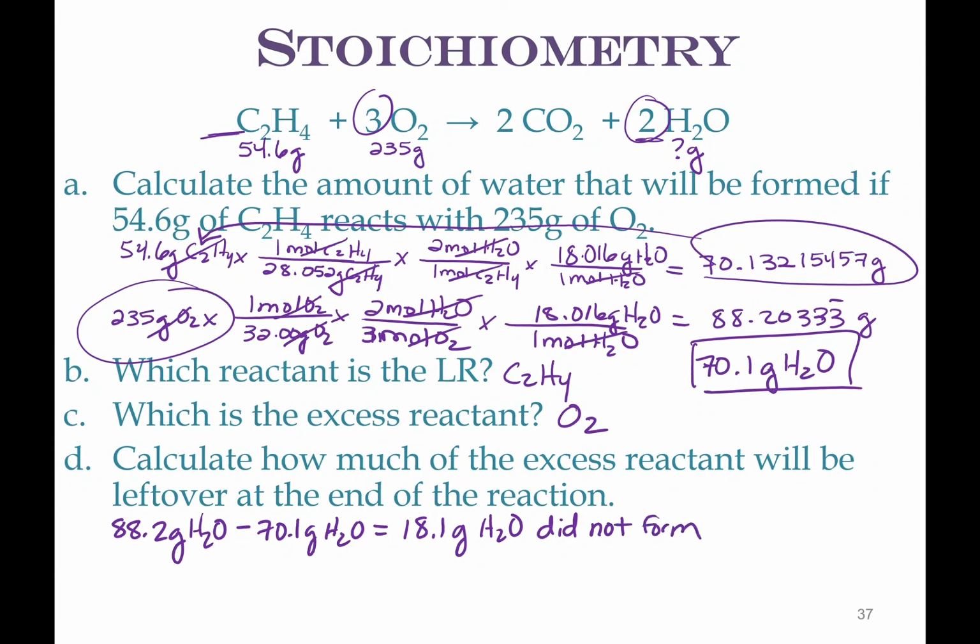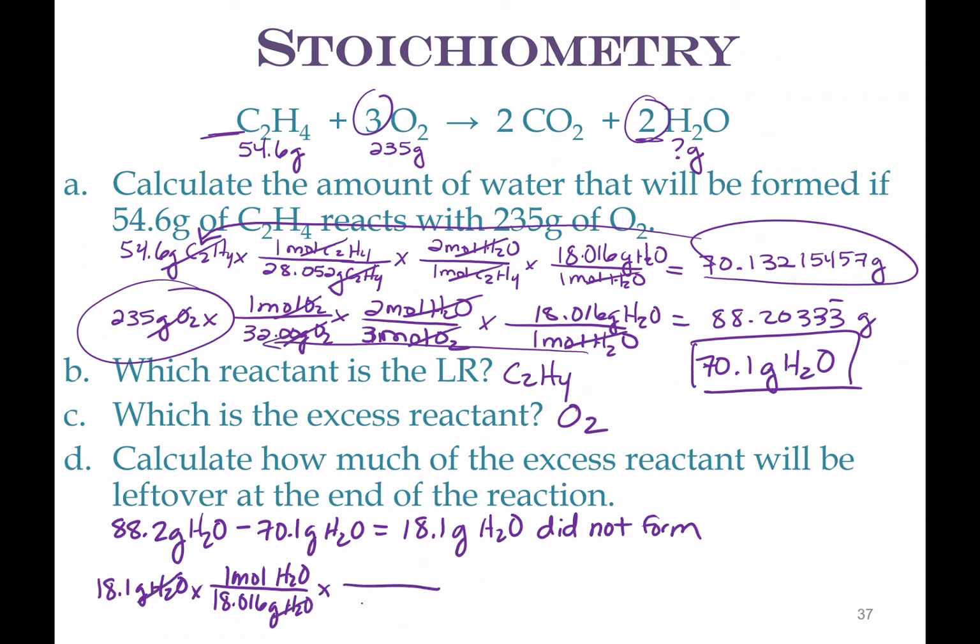So we're going to go backwards and figure out how much that 18.1 grams of water is in terms of oxygen. So 18.1 grams of water, what does that equate to in oxygen? Well, we're just going to go backwards on this problem. So 18.016 grams of water for every 1 mole of water. All right, now we need the mole ratio. Remember, everything's just going to be upside down and backwards, but follow the units and you'll put everything in the right spot.